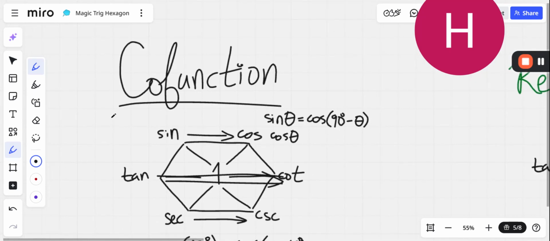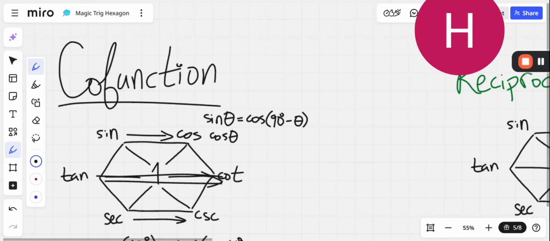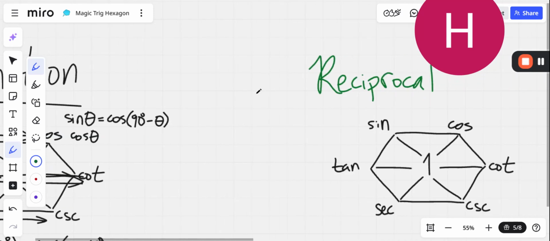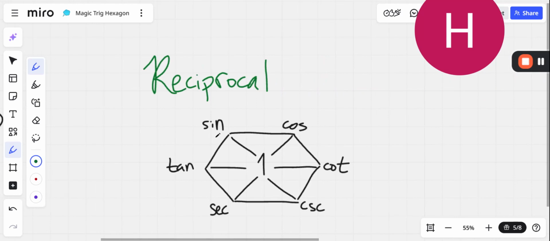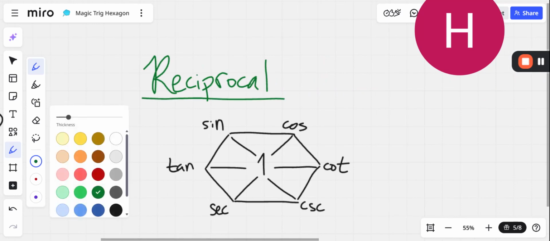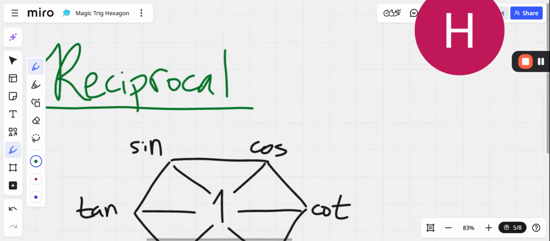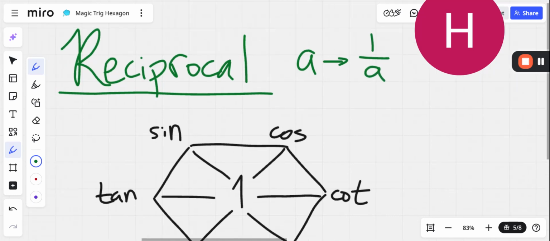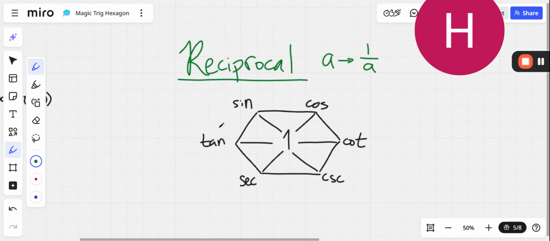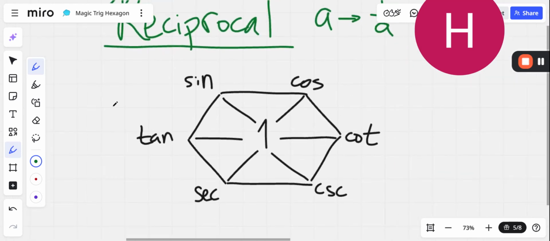Great. Let's move on to the other type of identities that this diagram is useful for, and those are the reciprocal identities. Reciprocal, what does that mean? You might remember that refers to fractions, right? Like the reciprocal of A is 1 over A, it just flips them. So the way to see these reciprocal identities is to go directly across the hexagon. Look at this. Sine is 1 over cosecant.